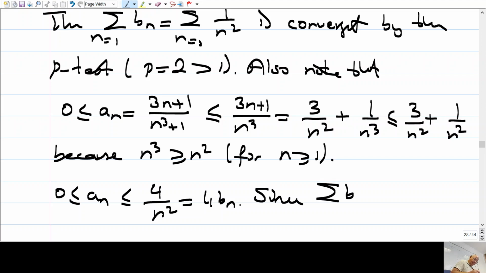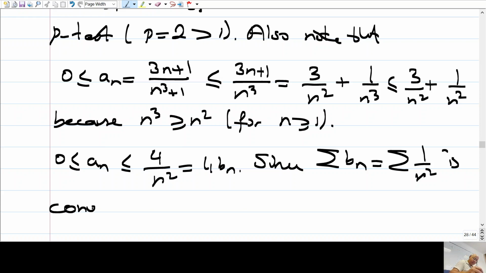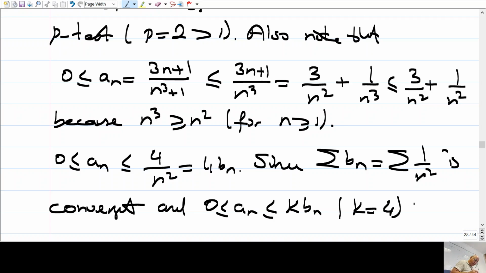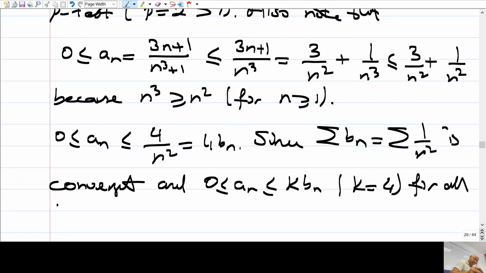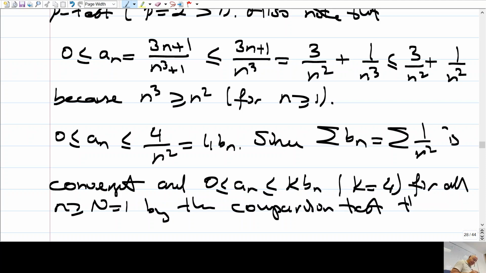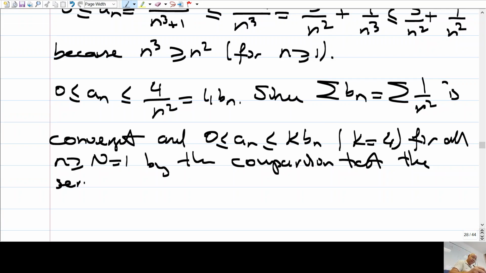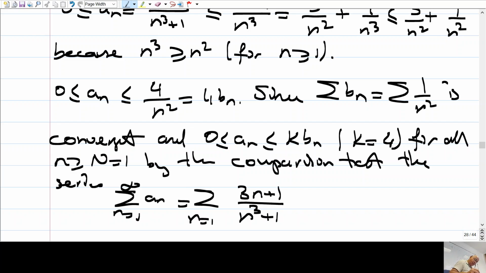Since b n, 1 over n squared, is convergent, and I have this with k equals 4 for all n greater than 1, by the comparison test, the series a n from 1 to infinity, which is 3n plus 1 over n cubed plus 1, is convergent.